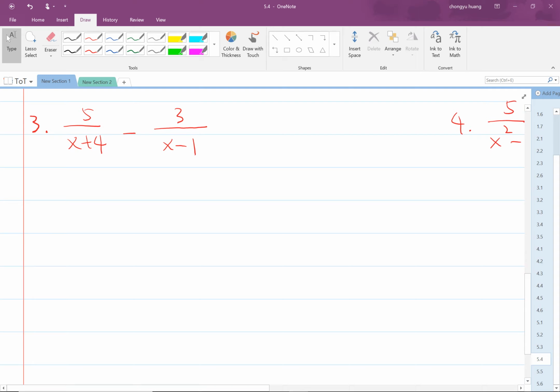Again, you see we have a different denominator, right? As I told you guys, if you see you have 2 different denominators, you want to find the least common denominator, right? And the least common denominator over here is simply this one.